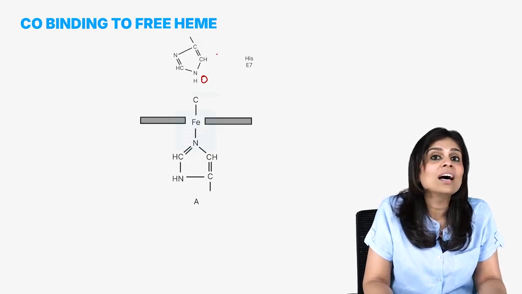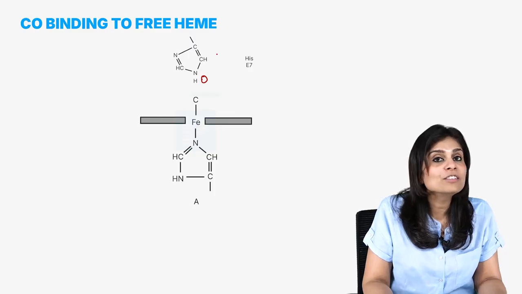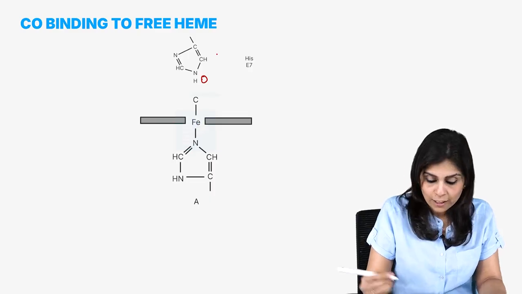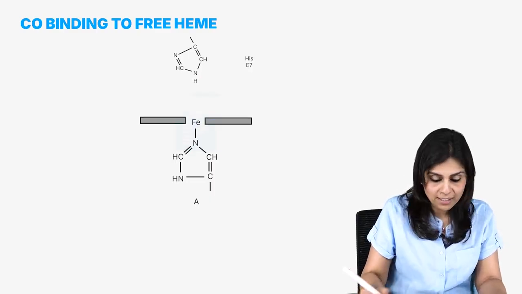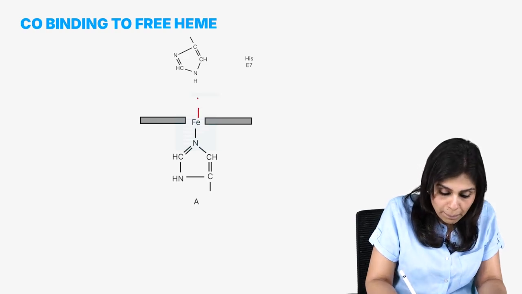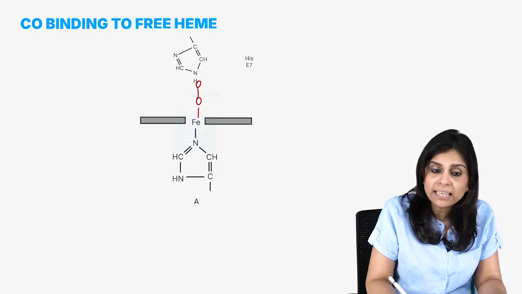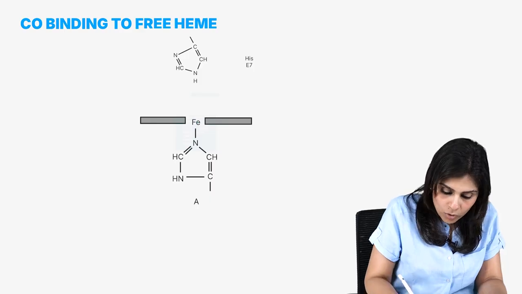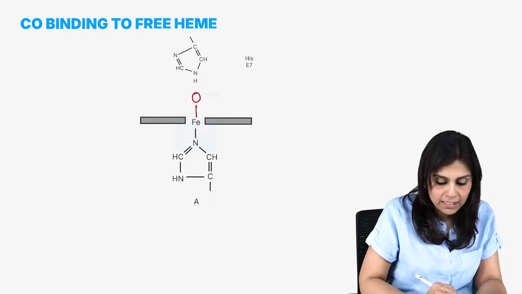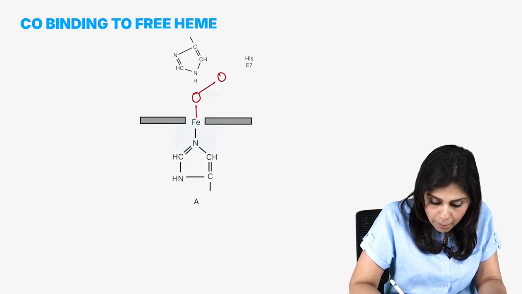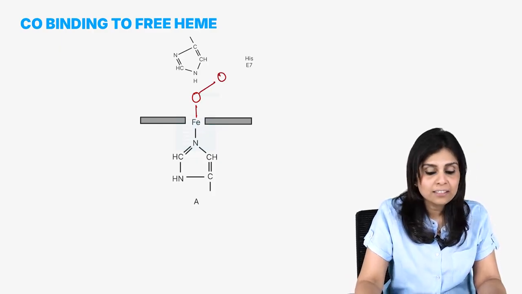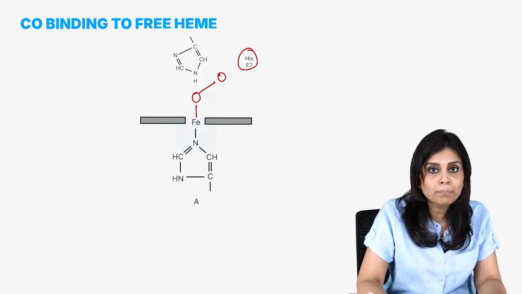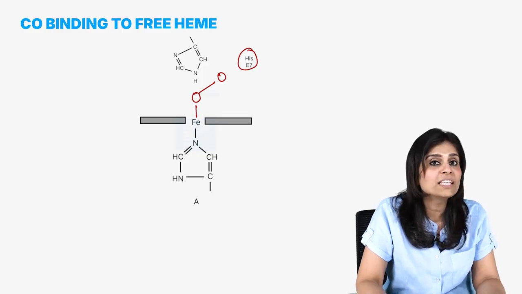I can hear you all asking, then what about oxygen binding? Because oxygen also has 2 atoms, right? So what happens when oxygen binds? Oxygen does not bind in a plane perpendicular. It does not bind like this. Oxygen binding is inclined. So the first oxygen atom binds here. The second oxygen atom binding is inclined. And that is why histidine E7 does not hinder oxygen binding, but it hinders only carbon monoxide binding.